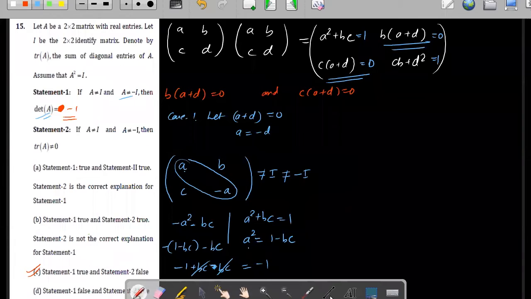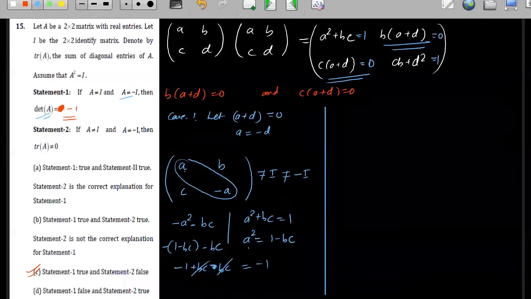In JEE, if you were writing the exam and this question comes, you simply check statement C as correct and then move on. You do not have to check for the second case. Why am I saying this?